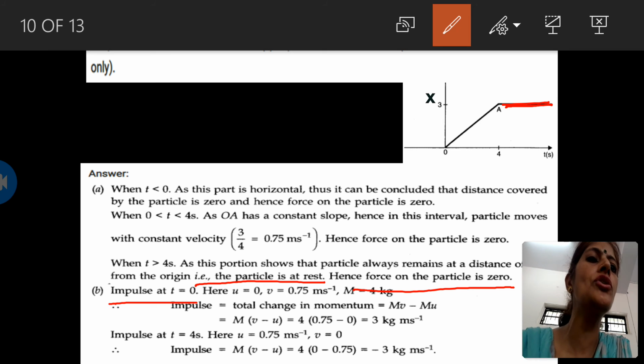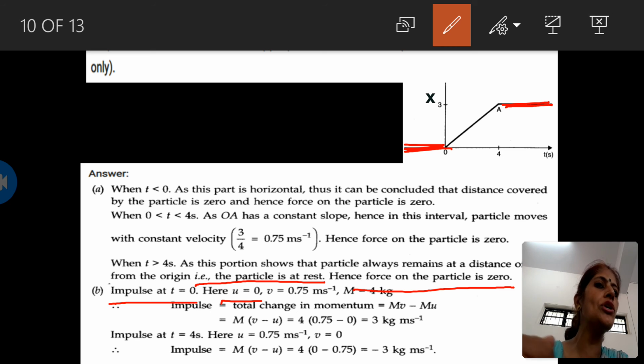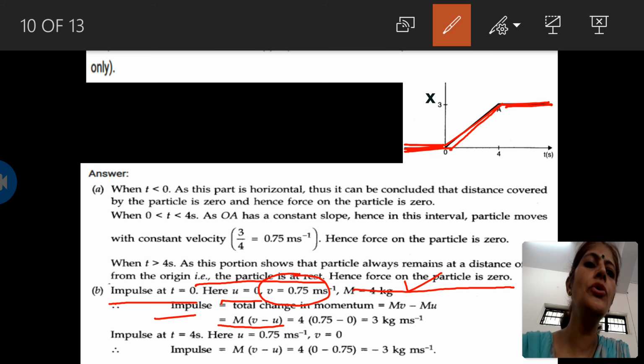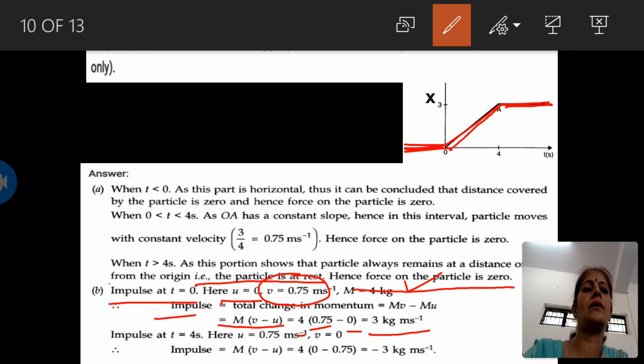Now before t equals to 0, the velocity of the particle is 0. So u equals to 0. And after t equals to 0, the particle is having constant velocity of 0.75 meters per second. It is v. Mass is given to be 4 kg. So impulse is what? m into (v minus u). So m here is 4, v here is 0.75, u is 0, and on simplifying and calculating it, we get impulse is 3 kilogram meters per second.